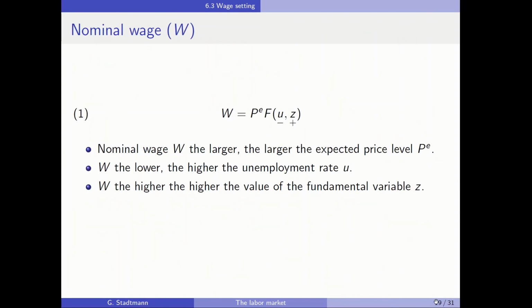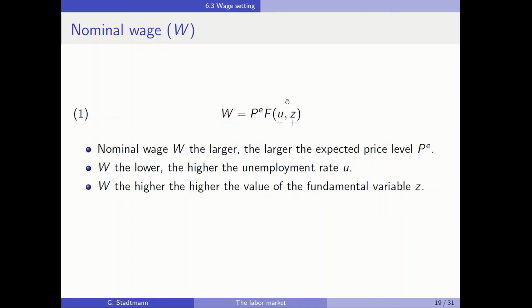We start on slide number 19 with equation 1. We assume that the nominal wage depends on the expected price level and then also a function. This function depends in a negative way on the unemployment rate and in a positive way on this fundamental variable Z. The nominal wage is the larger, the larger the expected price level PE. The nominal wage is the lower, the higher the unemployment rate, and the nominal wage is the higher, the higher the value of this fundamental variable Z.